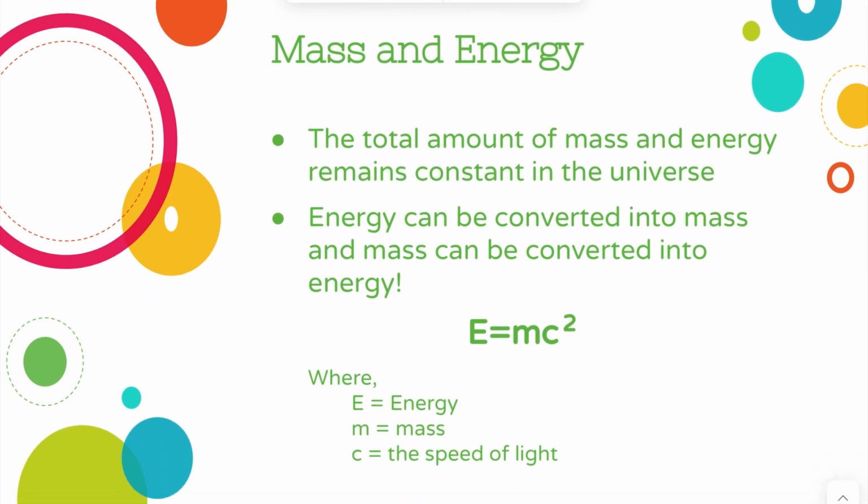When we are just looking at mass and energy, the total amount of mass and energy remains constant throughout the whole universe. So energy can be converted into mass, and mass can be converted into energy, which is our E equals mc squared, where E is energy, m is mass, and c is the speed of light. And so if mass is released, we can release energy and vice versa.